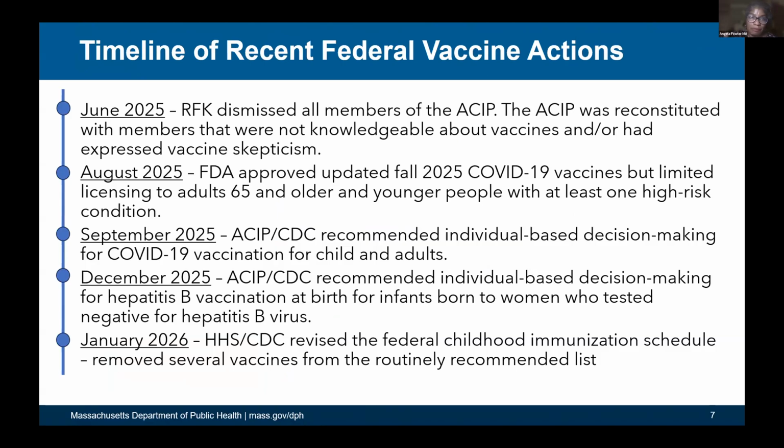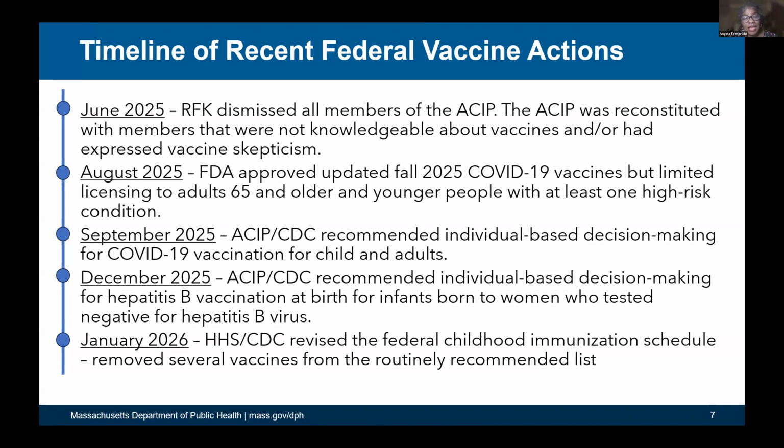So just to go through an abridged timeline, in June of last year, HHS dismissed all of the members of ACIP. As I told you, ACIP traditionally has been a very heavily vetted expert group, but everybody on the committee in June was dismissed. They said it was because these ACIP members had conflicts of interest. And then the ACIP was reconstituted with members that really didn't have any specific demonstrated knowledge about vaccines and or had expressed vaccine skepticism. So that was very concerning.